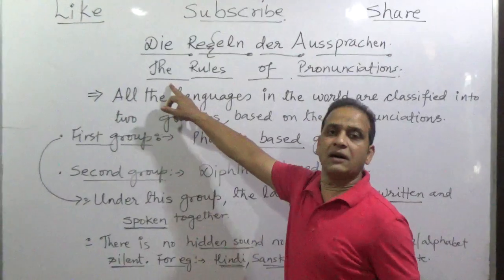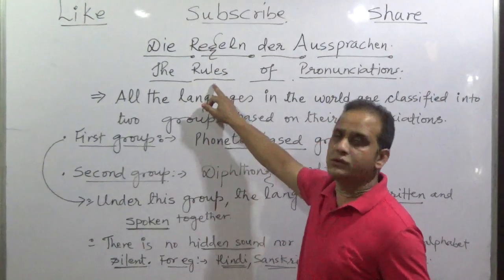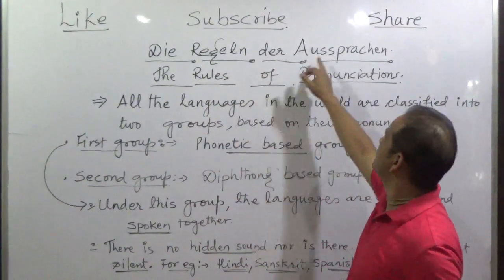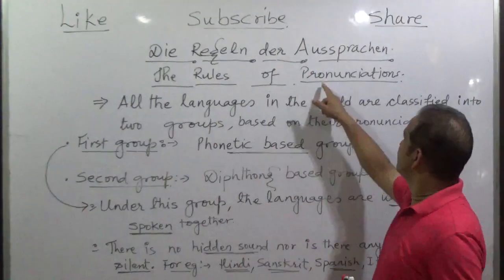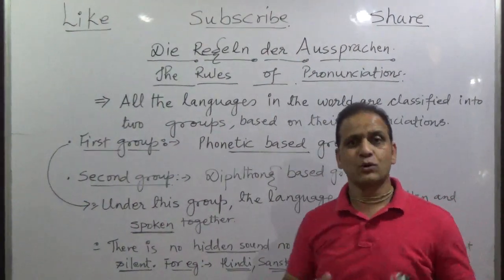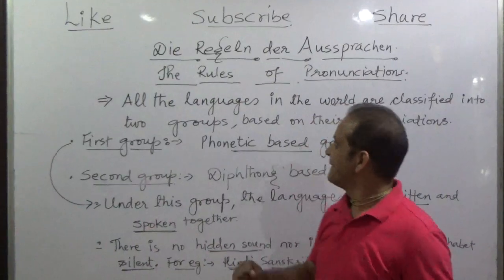Die heißt the, Regel heißt Rules, der heißt of, Aussprache heißt pronunciation. The rules of pronunciation.